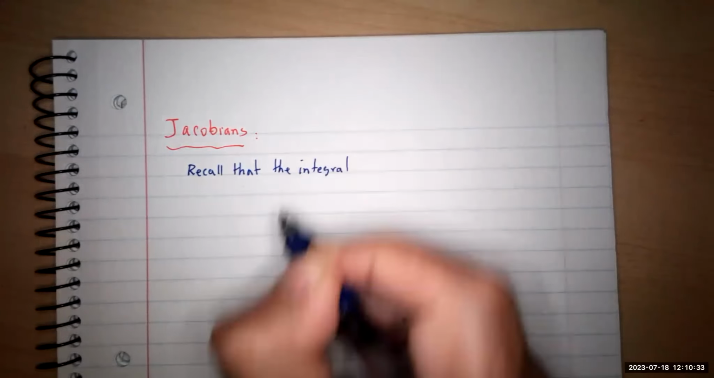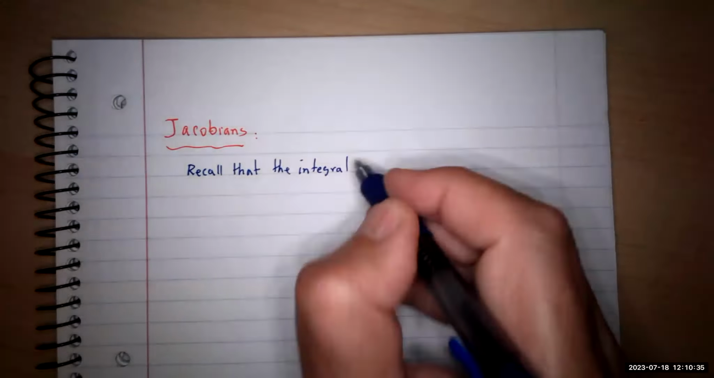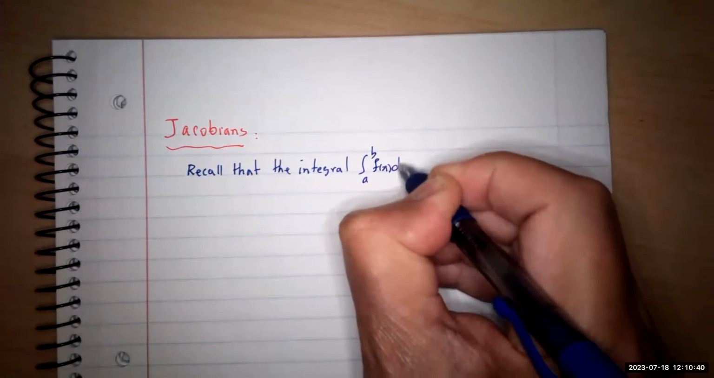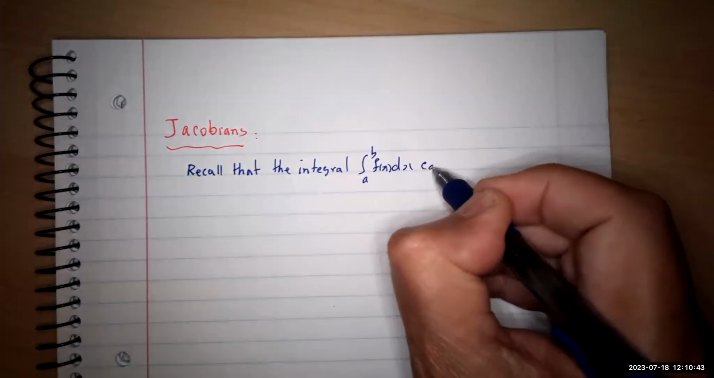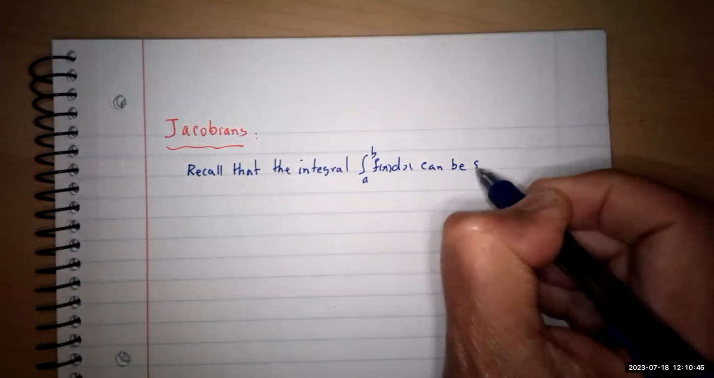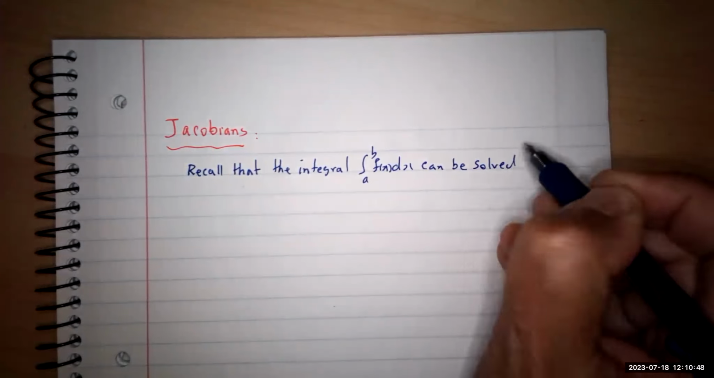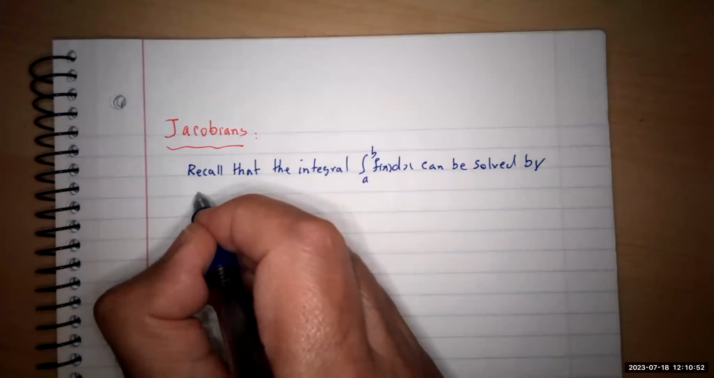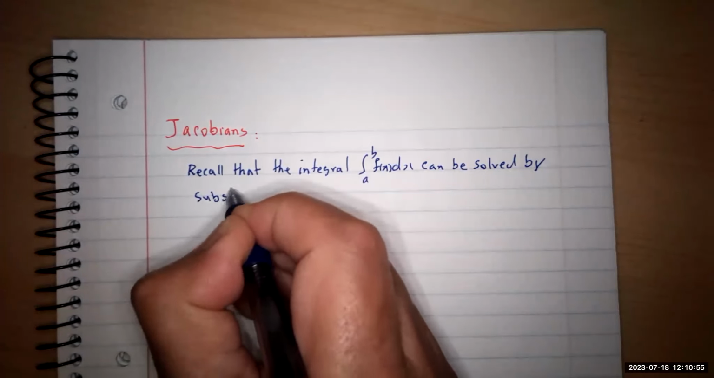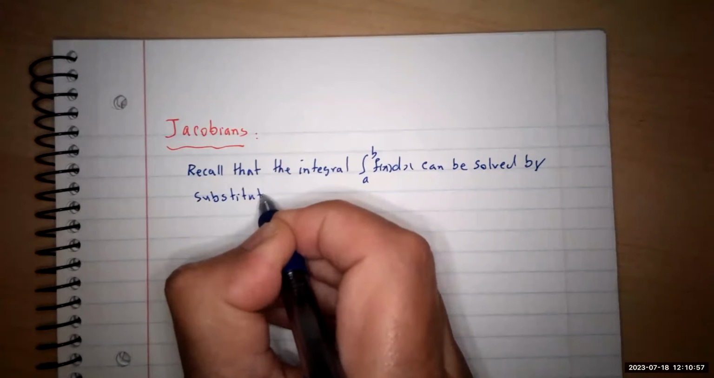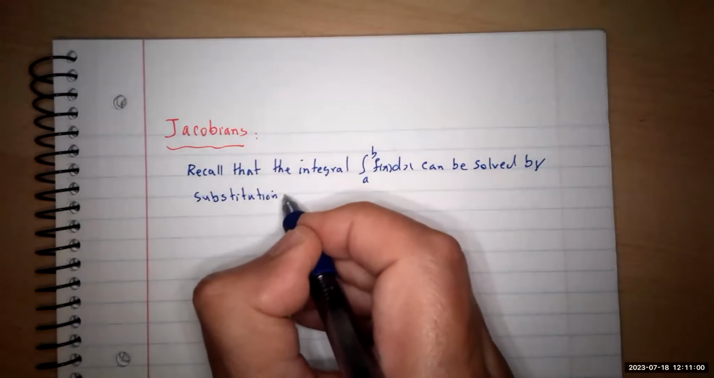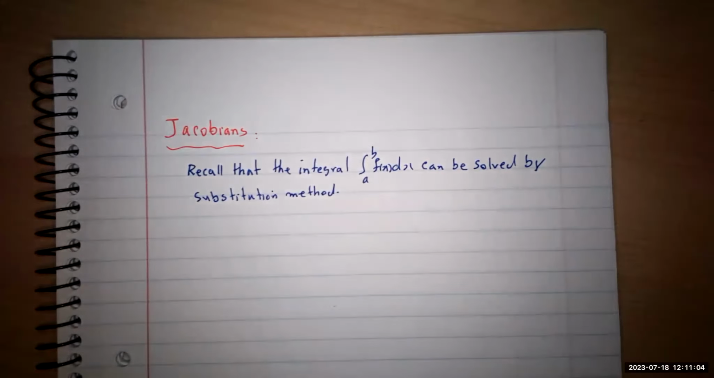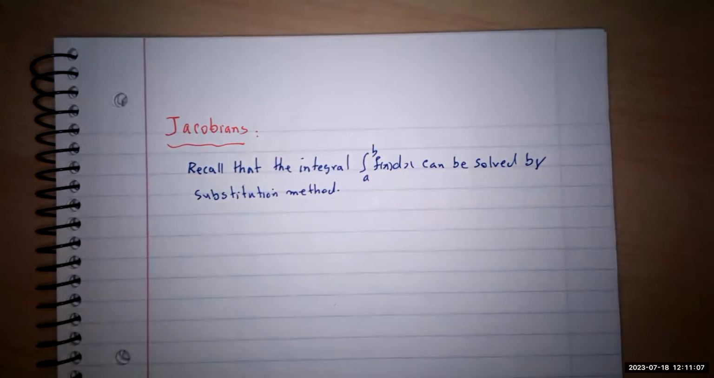Okay, we want just to generalize it so we can see it. The integral from a to b, f of x dx, can be solved by substitution method. Now, how are you going to solve it? That's the notation that we're going to extend.